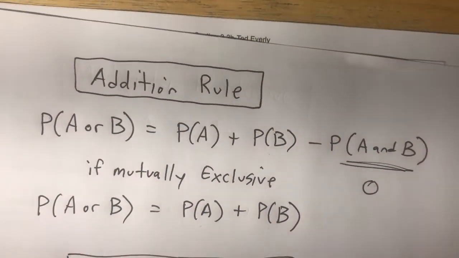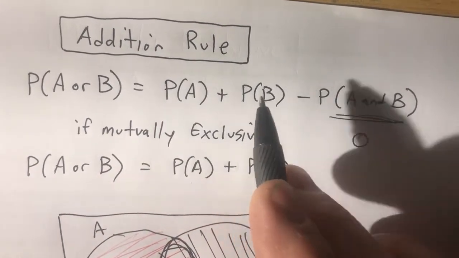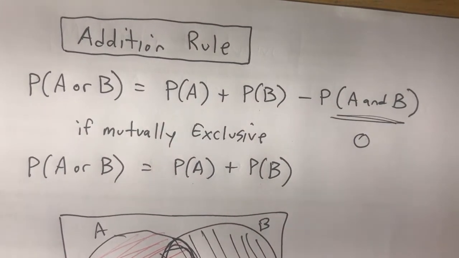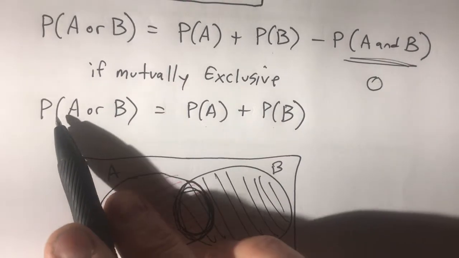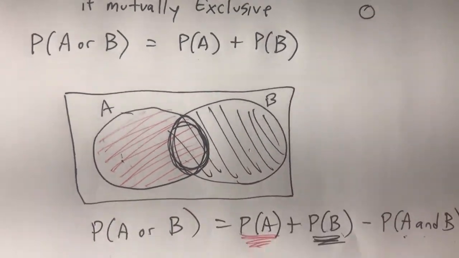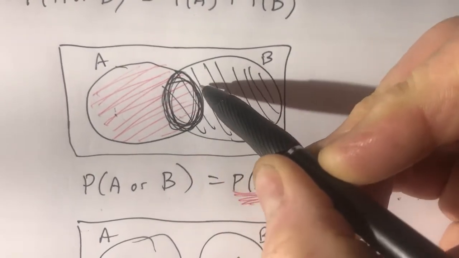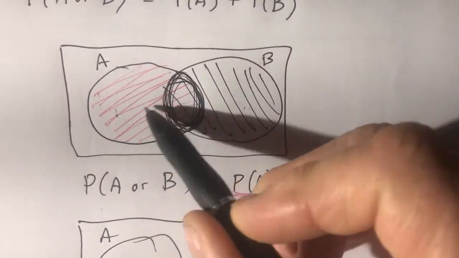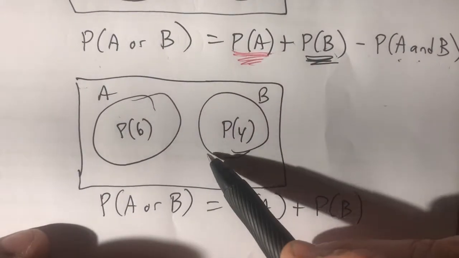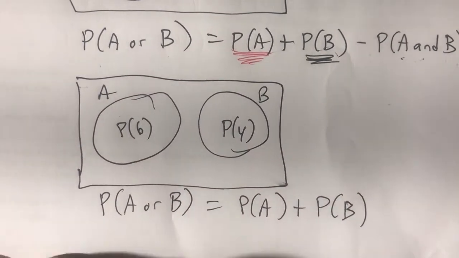And then we talked about the addition rule before. The probability of A or B equals the probability of A plus the probability of B minus the probability of A and B. And of course, if they're mutually exclusive, the probability of A or B is just the probability of A plus the probability of B. And here are Venn diagrams. These are not mutually exclusive because there's an overlap. This part in the middle is shaded by the red and shaded by the black. So there's some that do both. Whereas this is mutually exclusive right here. There's no commonality between the two events.